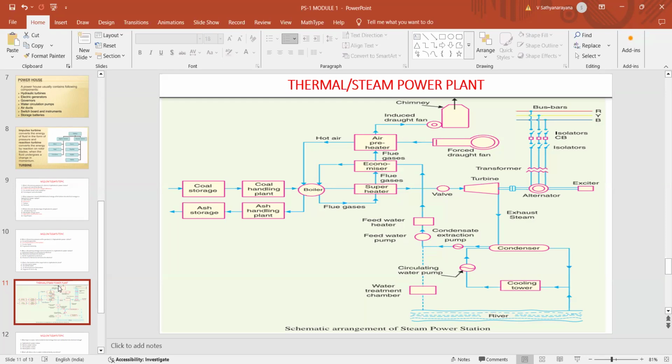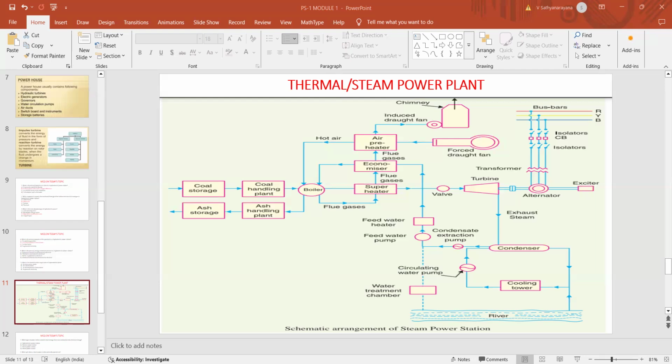Where the process is going to start, it starts with the coal storage. Generally coal, from where can we transport it? Mines. Right, very good. From mines, we are transporting the coal to our nearby thermal or steam power station.